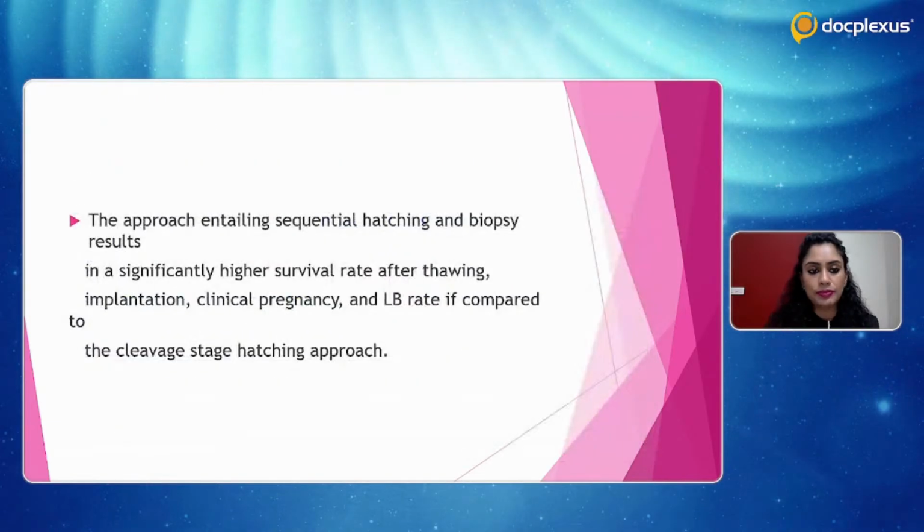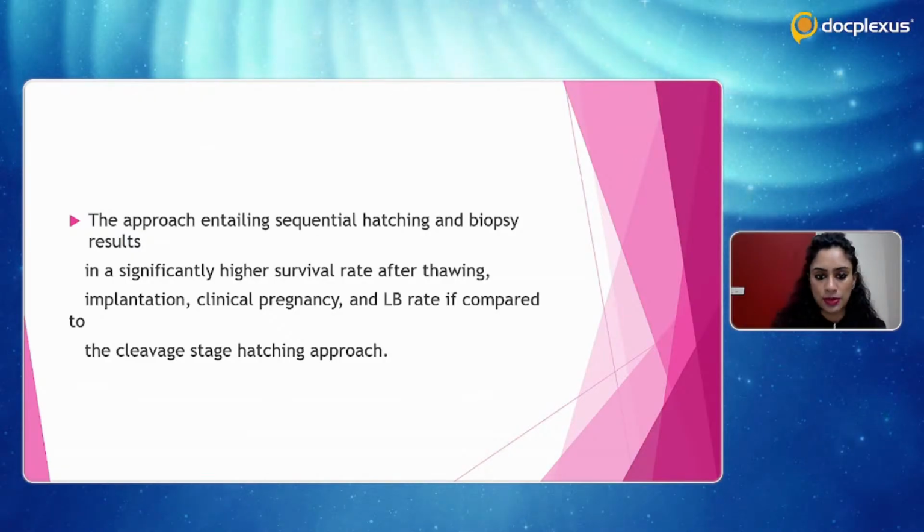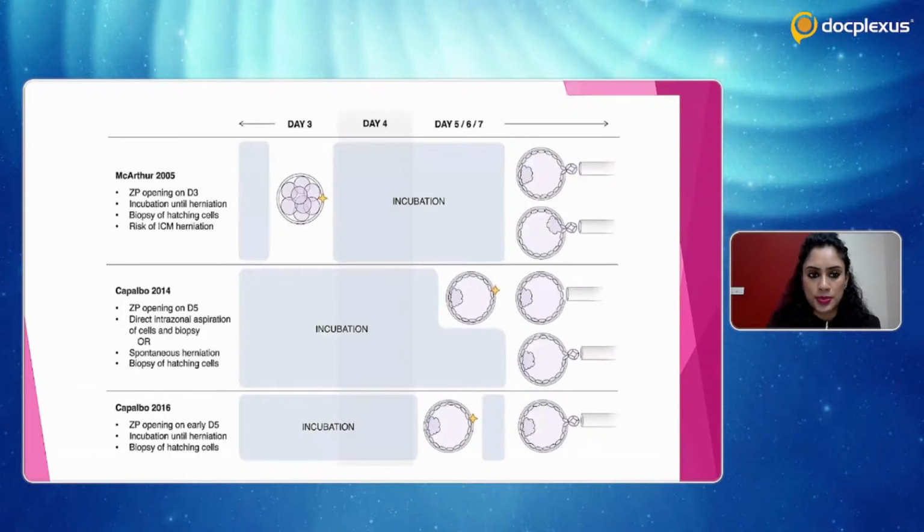the same time. The approach entailing sequential hatching and biopsy results in a significantly higher survival rate after thawing, implantation, clinical pregnancy, and live birth rate compared to the cleavage stage hatching approach. So as we go from cleavage stage to sequential hatching and biopsy, the sequential hatching and biopsy has more advantages over the cleavage stage embryo biopsy. But does it have more benefit than the same day? No. So here we see the evolution.